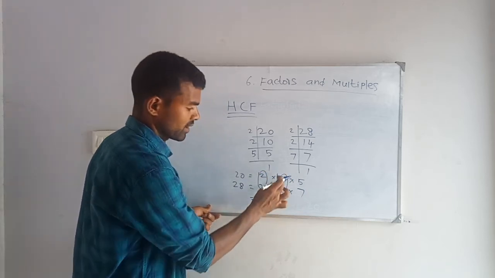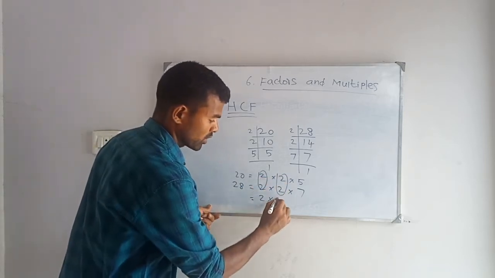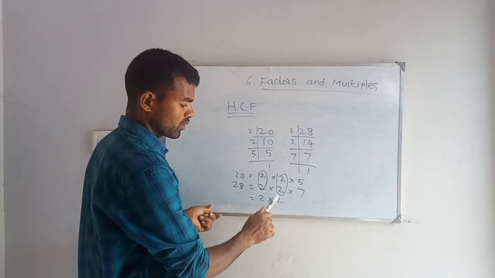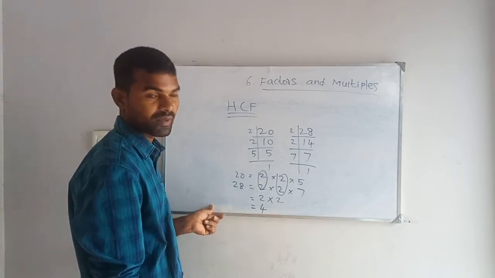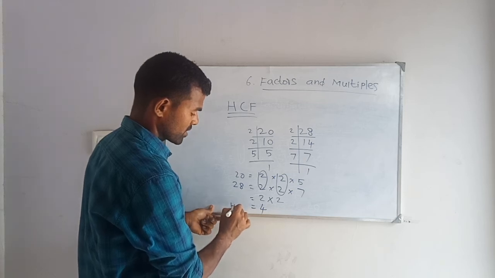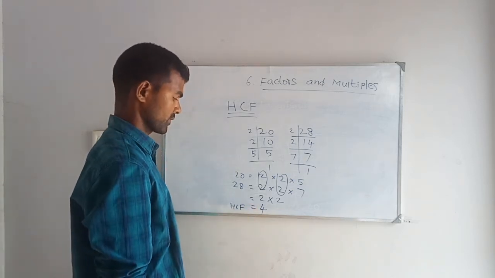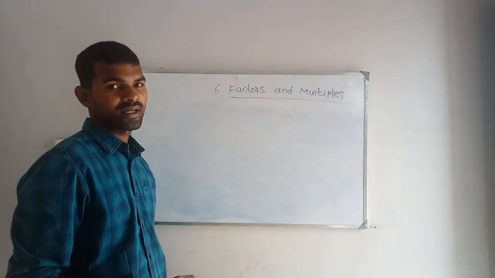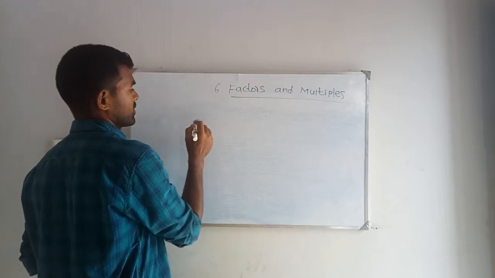Next, one more time 2 is coming commonly, so write it one more time downside. So 2 multiplied by 2 is how much? 4. So 4 is the highest common factor. HCF is 4. Now let us go for another method to find the HCF.